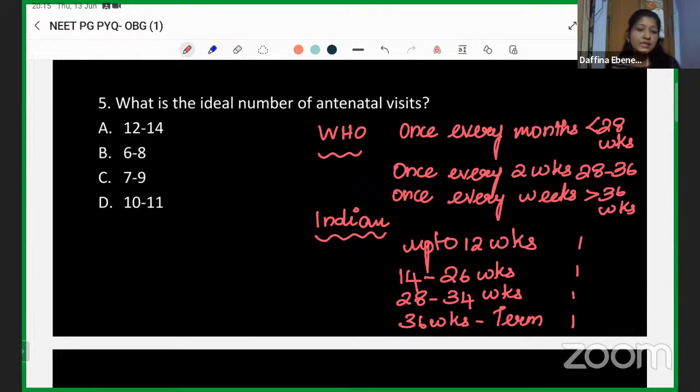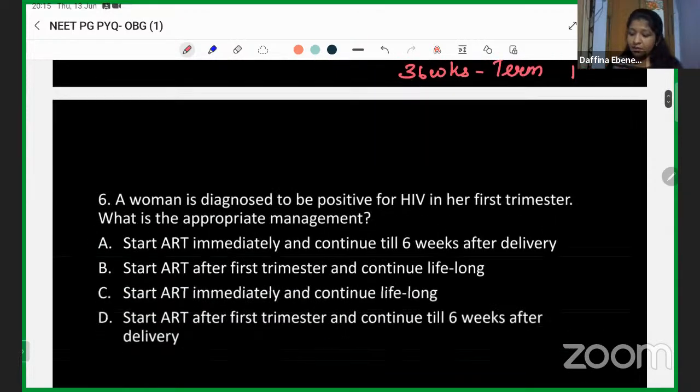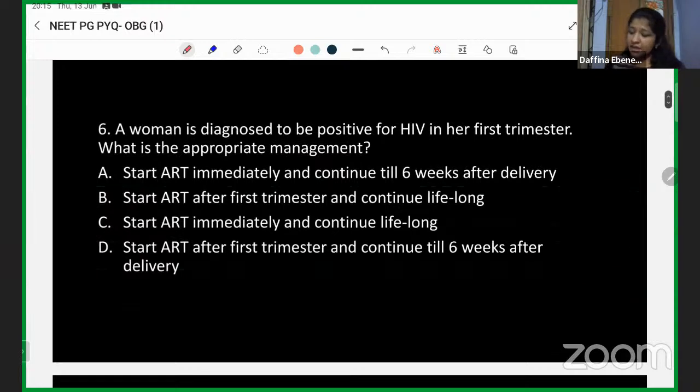When do you call a woman as booked? You call them booked if they have at least 3 antenatal visits in a registered center. Okay. So the ideal number of antenatal visits according to the WHO criteria will be 12 to 14. Okay. Next.